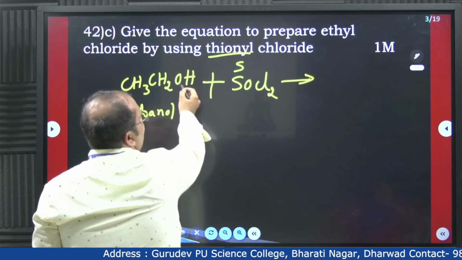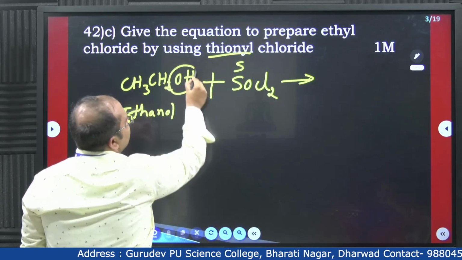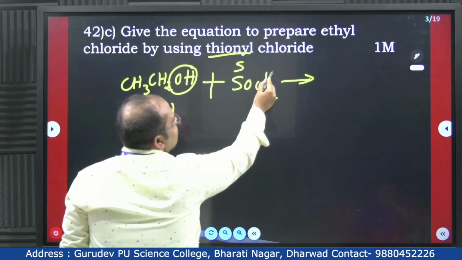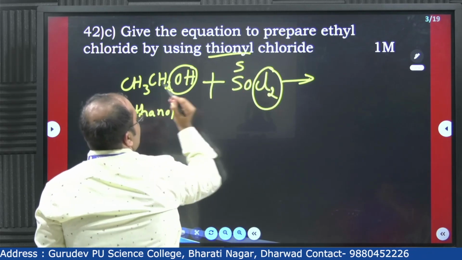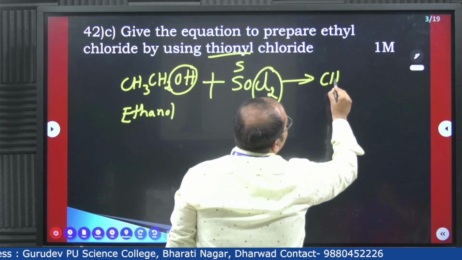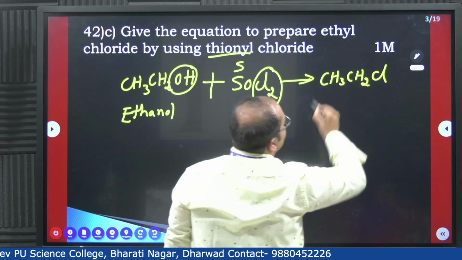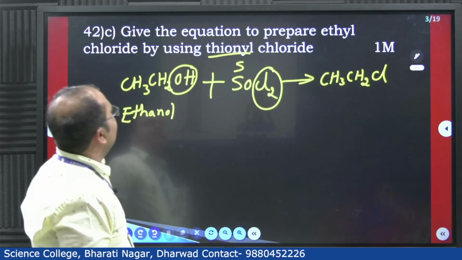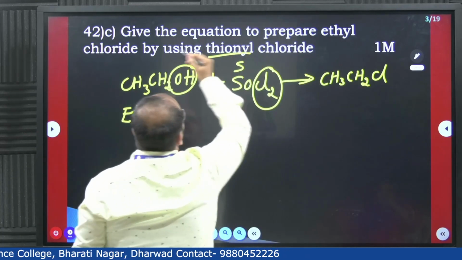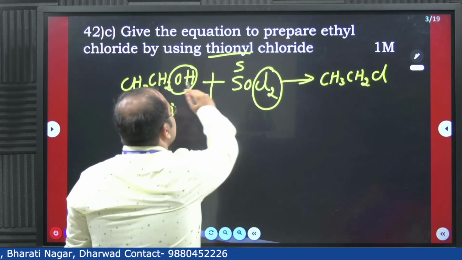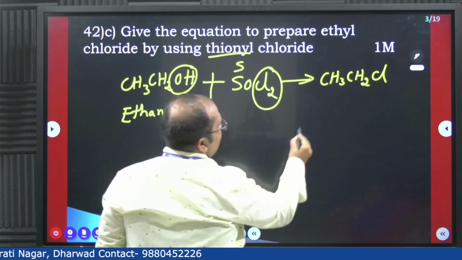Here the OH group is going to be released. Here the chlorine is the negative part, thus CH3CH2Cl. What is our target? Formation of ethyl chloride. CH3CH2 is the ethyl. The formation of ethyl chloride.